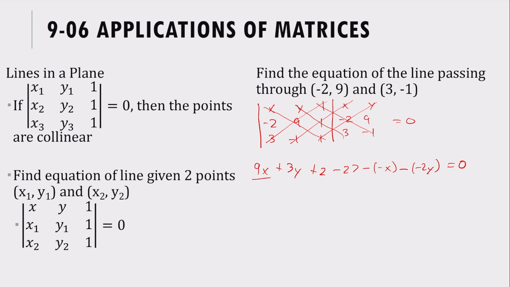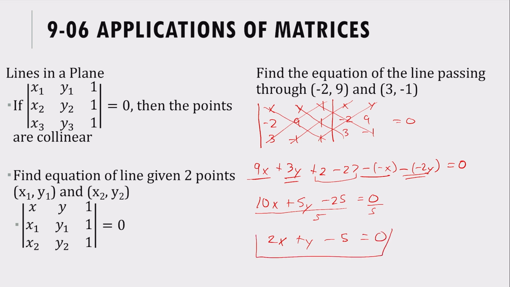Well, let's collect the x's. We have 9x, and that's plus 1 more, so that's 10x. Collect the y's. There's 3 y's plus 2 more y's would be 5y. And then the numbers is minus 25. These are all divisible by 5, so if I divide both sides by 5, I'll get 2x plus y minus 5 equals 0. And there you go, standard form for the equation of a line.